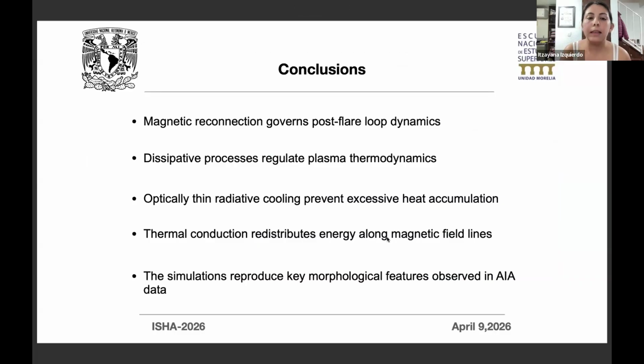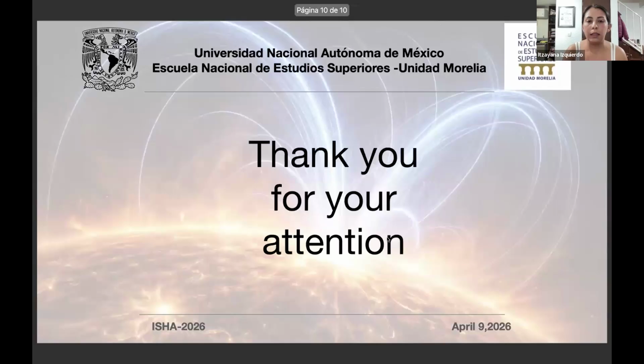So to summarize, we can detect that magnetic reconnection governs post-flare loop dynamics. However, dissipative processes regulate plasma thermodynamics. On the other hand, optically thin radiative cooling prevents excessive heat accumulation, while thermal conduction redistributes energy along magnetic field lines. The simulation reproduces key morphological features observed in the AIA data. Thank you for your attention.